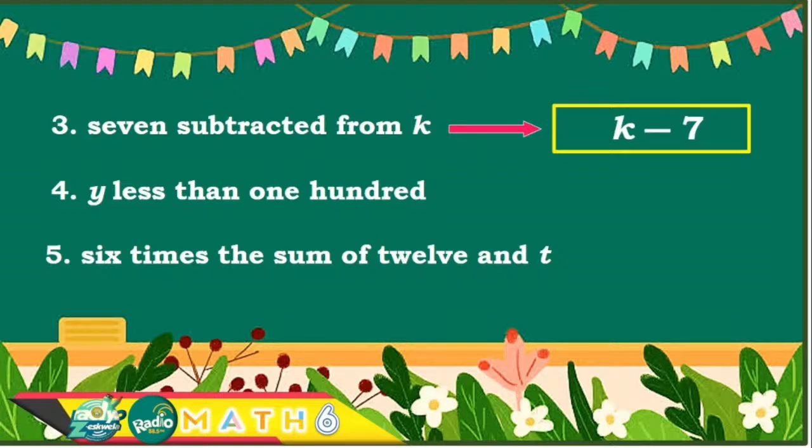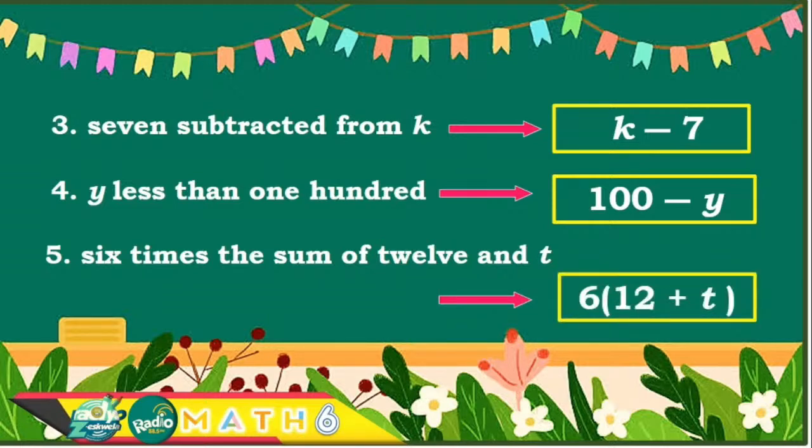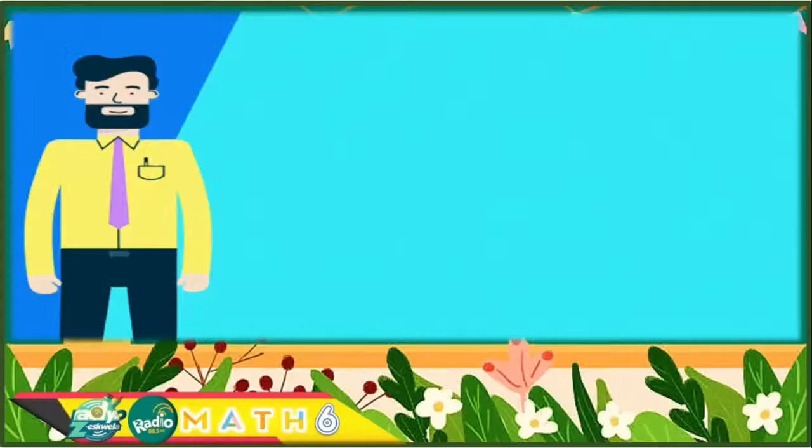For item number 4, the word phrase y less than 100 can be translated as, exactly, 100 minus y. For item number 5, the word phrase 6 times the sum of 12 and t can be translated as 6 open parenthesis 12 plus t close parenthesis. Very good. You are doing great today.